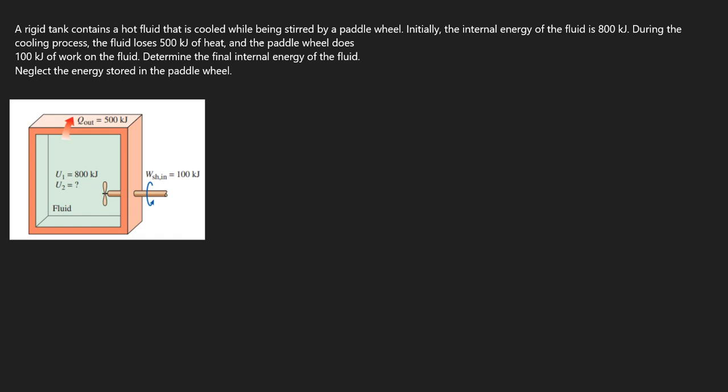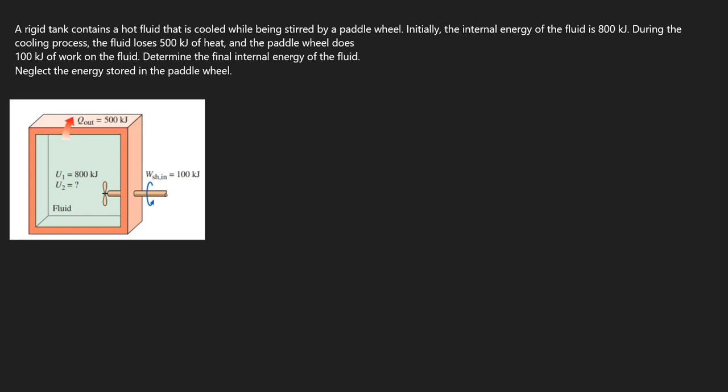In this lesson, you are going to solve this question I have on the screen. The question says that a rigid tank contains a hot fluid that is cooled while being stirred by a paddle wheel. Initially, the internal energy of the fluid is 800 kJ. During the cooling process, the fluid loses 500 kJ of heat and the paddle wheel does 100 kJ of work on the fluid. Determine the final energy of the fluid. Neglect the energy stored in the paddle wheel.